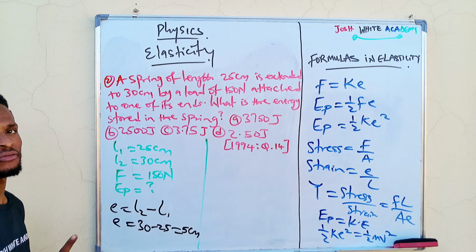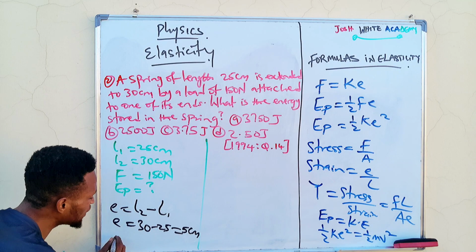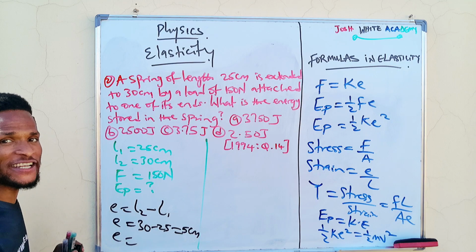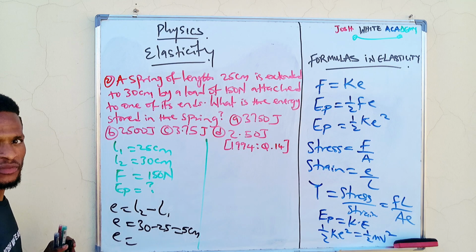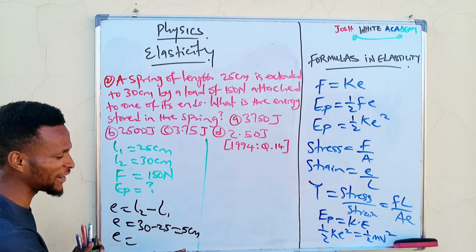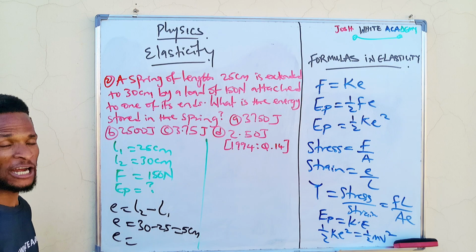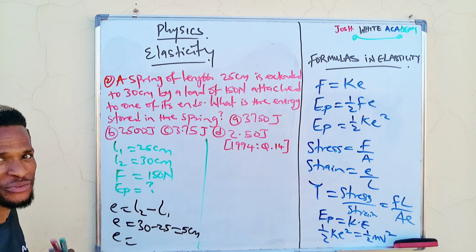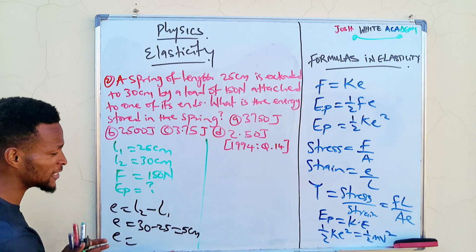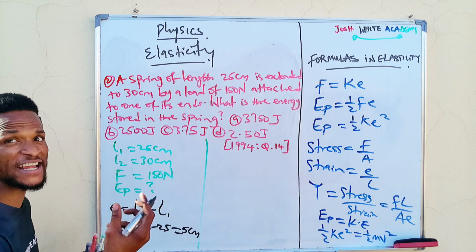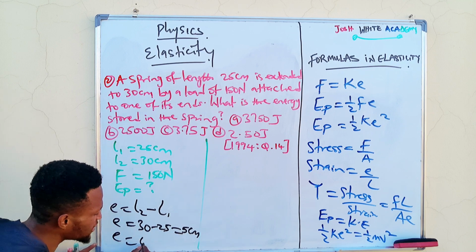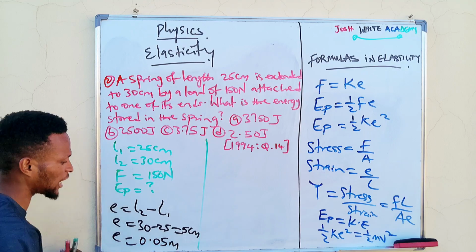Always take note. Converting centimeter to meter, you divide by 100. If you are converting from a small unit to a bigger unit, you divide by the conversion rate. If you are converting from a bigger unit to a smaller unit, you multiply by that conversion rate. The conversion rate between centimeter and meter is 100, because "cent" means 100. So you divide by 100 and it gives you 0.05 meter.